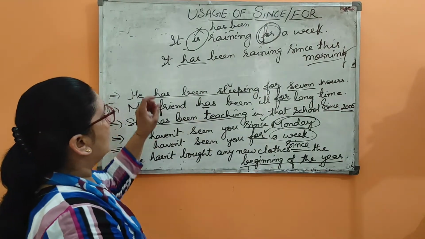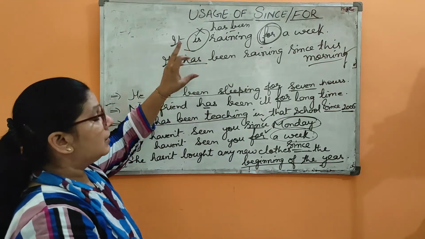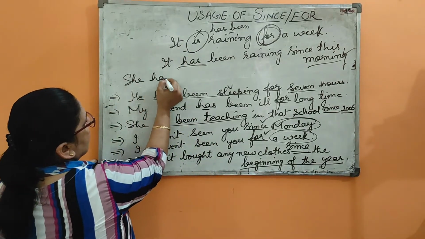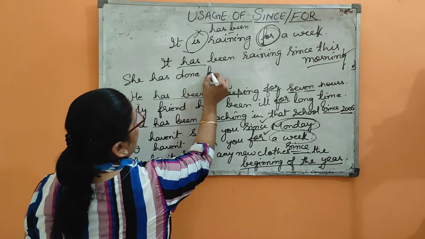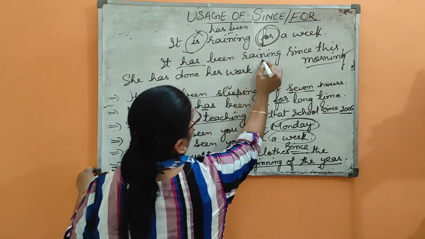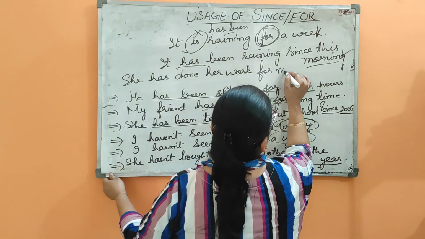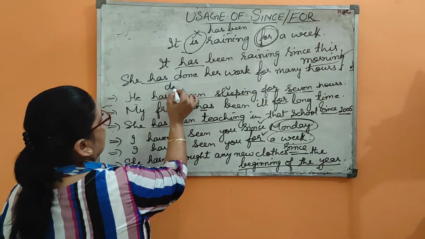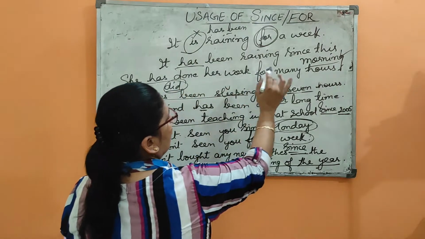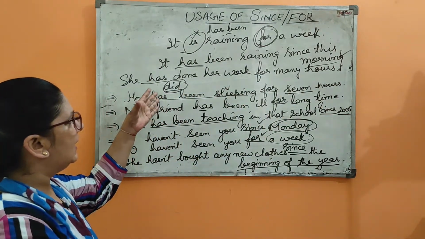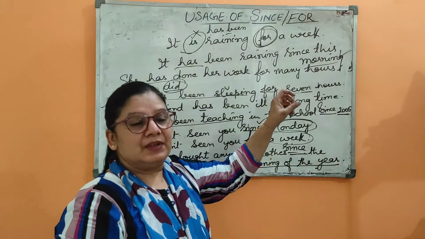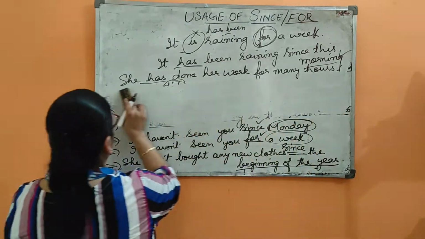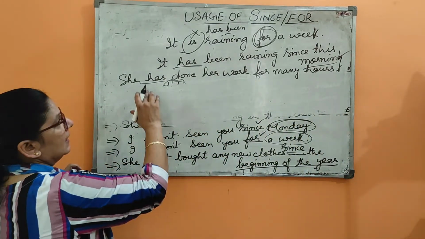So I mean to say that you are not supposed to use present continuous. You have to use perfect, has or have. Like she has done her work for many hours. That's the right one. You cannot say she did her work for many hours. No, she has done her work for many hours because she started working in the past and she has completed right now. So using continuous for raining, and using simple tense instead of present perfect, they are common mistakes.